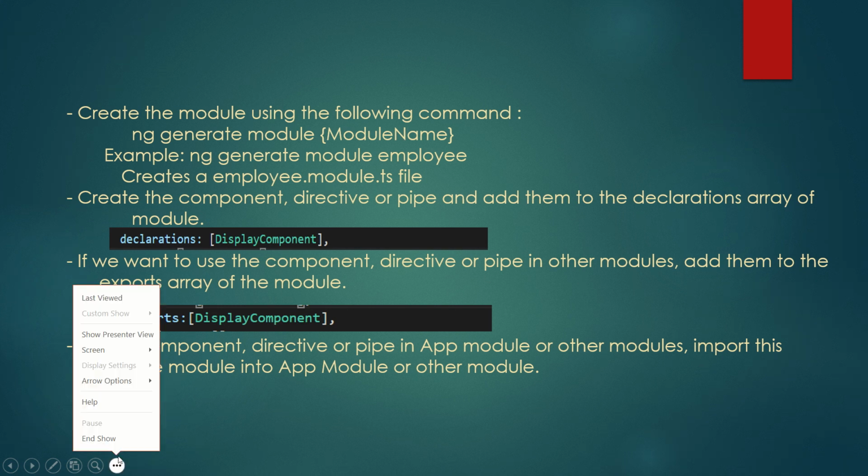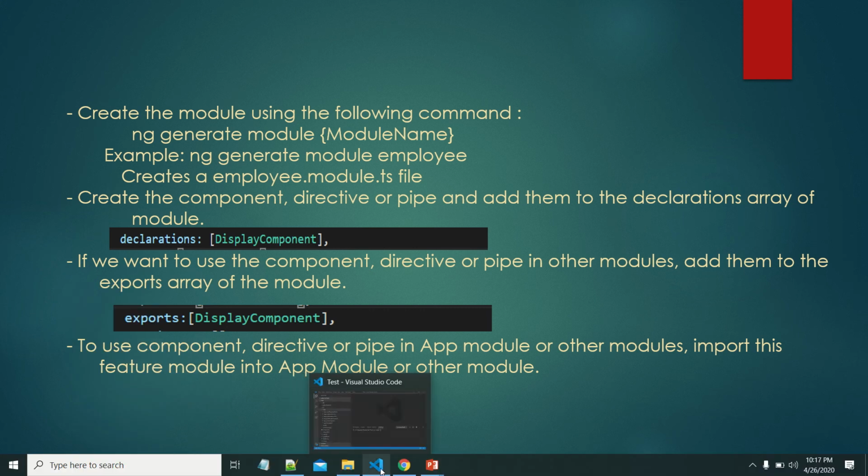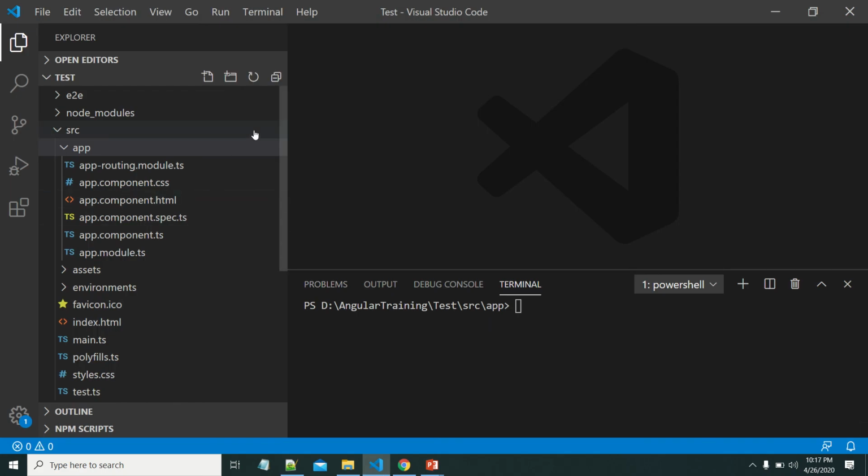Let us try to understand all these things with a simple programming example. This is the application which was created by the CLI. These are the files which are created automatically. Now I want to add some features related to students.